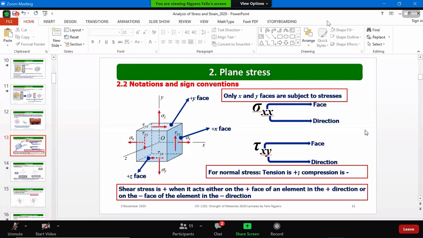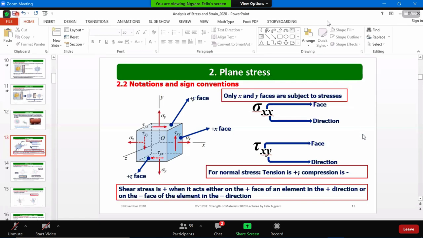Okay. So you need to get those notations and sign conventions. They are very important. That's what we'll be using throughout the following analysis. If I'm on the negative face and the stress acts in the positive direction, does that mean my shear stress is negative? Exactly. If you're on the negative face and the shear stress is acting in the positive direction, that means negative shear. And if it is on the positive face, but it's acting in the negative direction, that is negative shear stress. That is how you represent it.